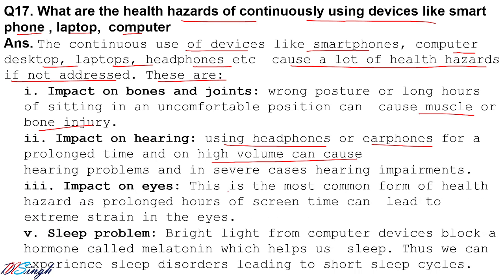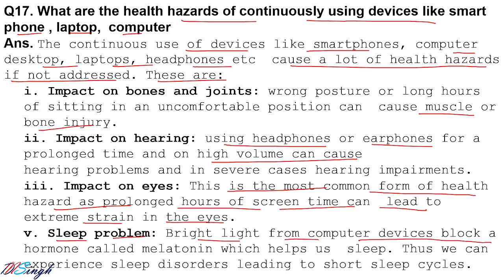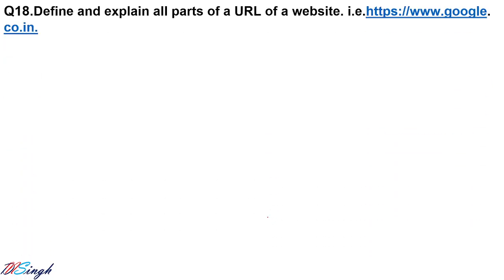Next, impact on your eyes. This is the most common form of health hazard, as prolonged hours of screen time can lead to extreme strain to your eyes. So you can use a good goggle or a screen protector. Sleep problem: bright light of your computer device blocks the hormone called melatonin, which helps us to sleep. Thus we can experience sleep disorders leading to short sleep cycles. So these types of problems may come if you are using a particular device continuously for a longer period of time.